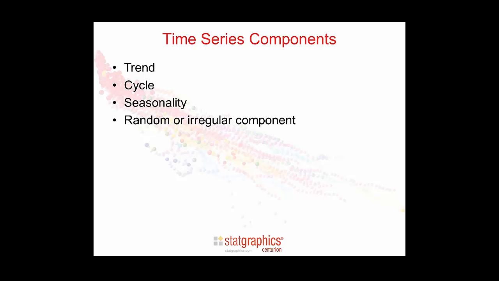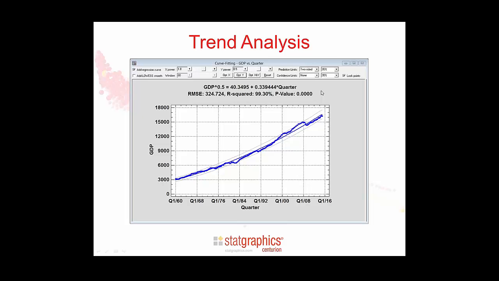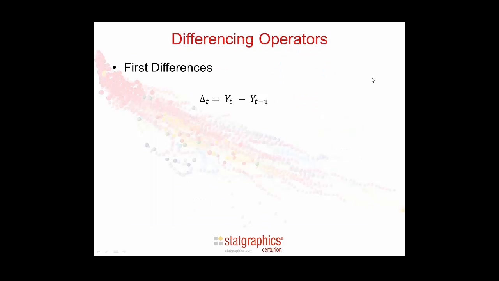And then finally, there's typically a random or irregular component. Okay, every time series has some random component associated with it, which means we're not going to be able to get perfect forecasts. Okay. And there's the trend analysis that I just did for you. Now, there are a couple operators that are quite important to understand when you're talking about forecasting time series.